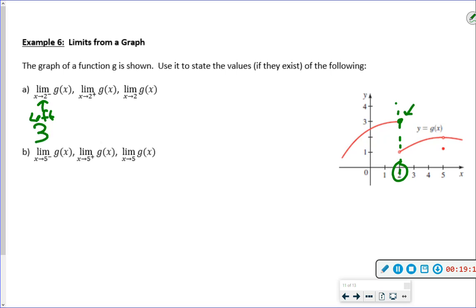When I look at the plus, or what I like to think of as the right, so from this side, I'm looking at this guy from the right. What does it approach from the right side? What would you say your limit is? 1.